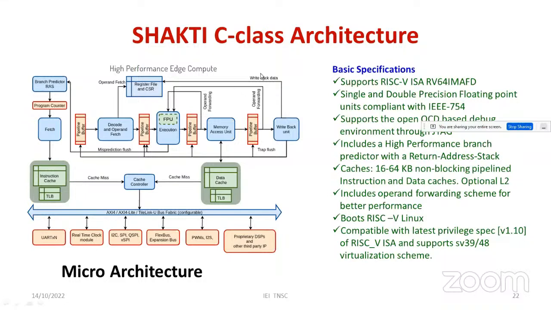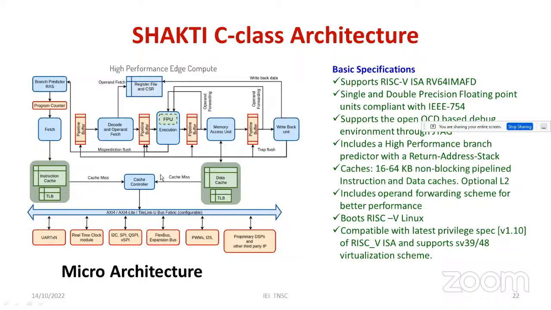This is the SHAKTI C class micro architecture. The specifications are: it supports the RISC-V ISA 64-bit processor. It has single and double precision floating point units compliant with IEEE 754. It supports an open on-chip debug based debug environment through JTAG. It includes a high performance branch predictor with random access stack.